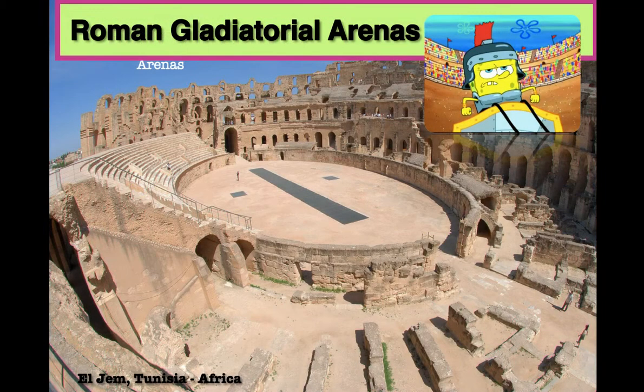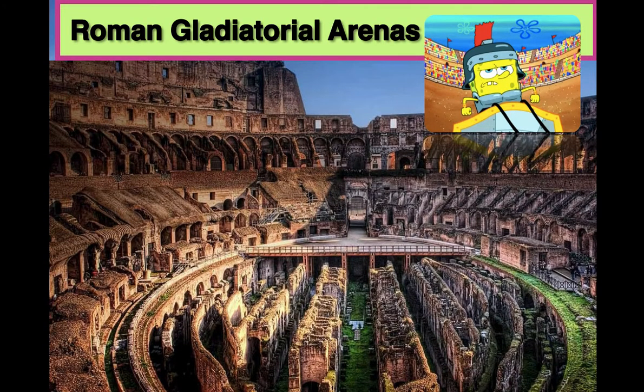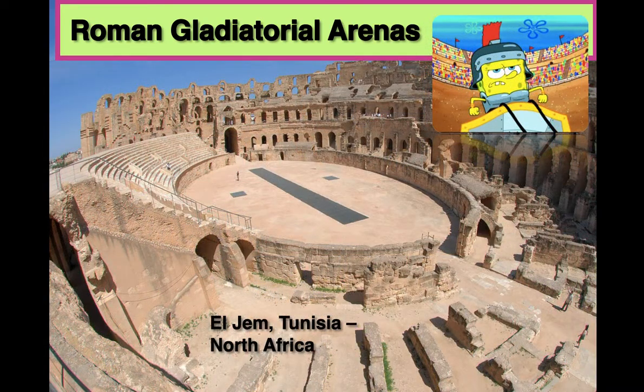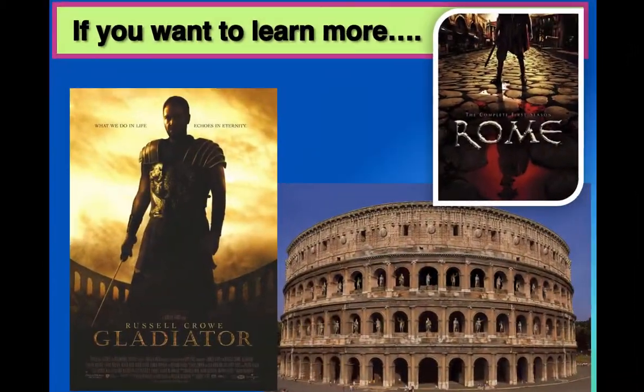Okay, Roman gladiators, arenas. These are pretty cool. This one's in Tunisia, Africa. They had gladiators. The interior of the Colosseum in Rome, Italy. This is probably the most famous one. This one's in Tunisia. Okay, if you want to learn more, Russell Crowe in the movie Gladiator, or on Netflix there's a miniseries called Rome.